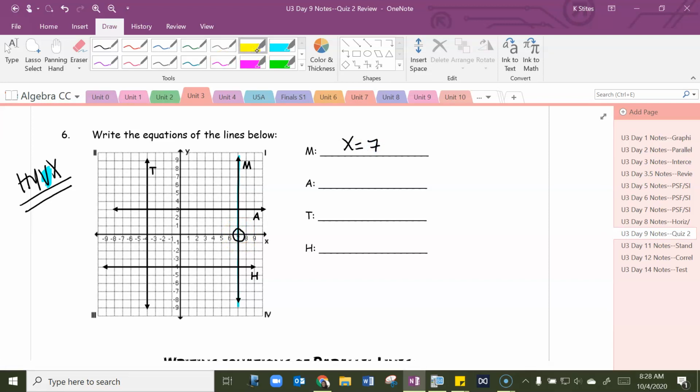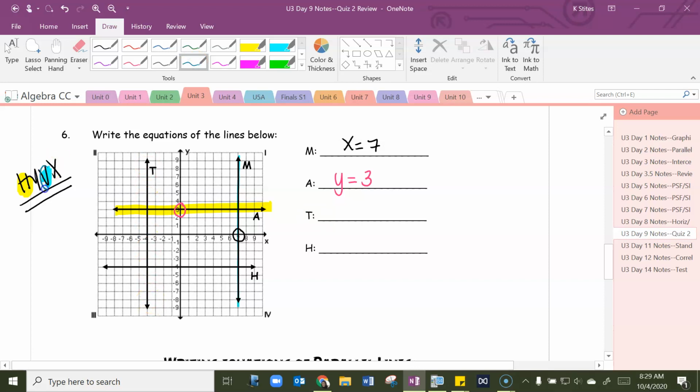Line A is horizontal. Horizontals are y equals. So we'll put a y equals, and it passes through 3. Okay, y equals 3.